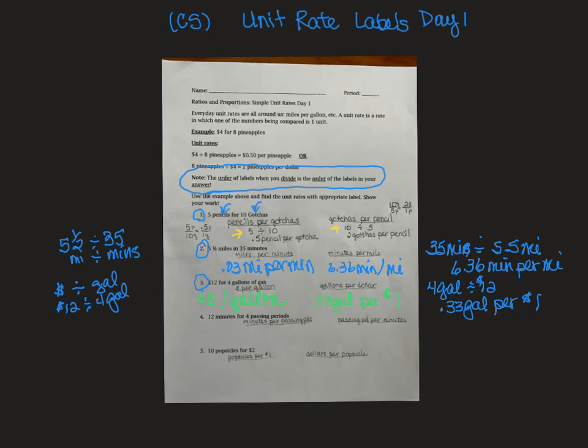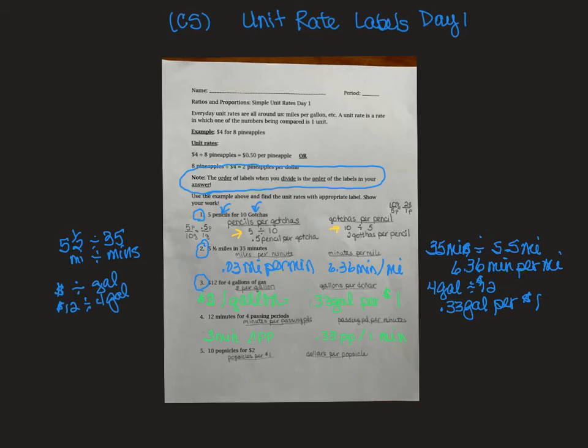The next one is very similar. Notice the numbers are the same: 12 minutes, 4 passing periods. So really my answer is going to be the same. Only the 3 is going to be 3 minutes per passing period, per 1 passing period. I'm taking 12 and dividing it by 4. In the second one, I'm taking 4 and dividing it by 12, so that would be 0.33 passing periods per 1 minute. So this is how the dividing makes the difference.